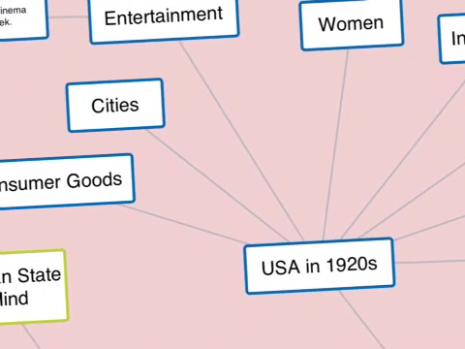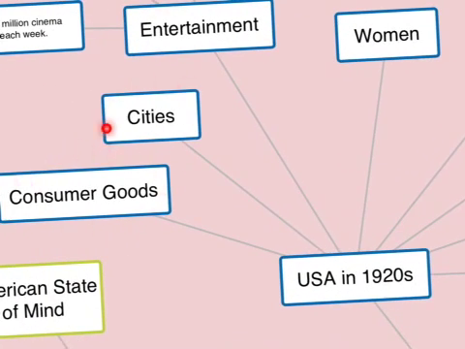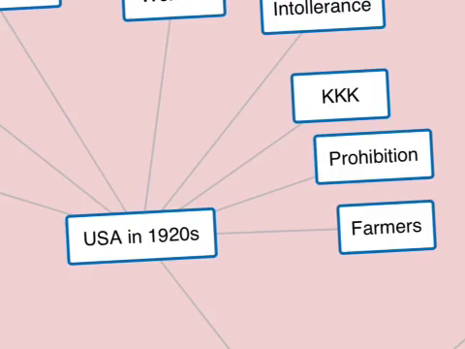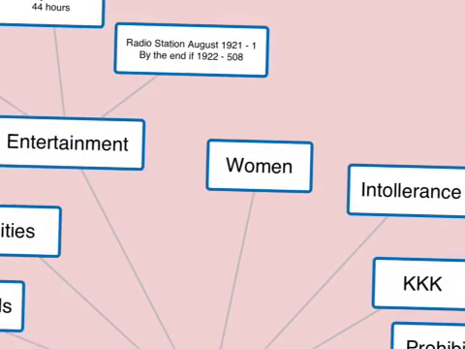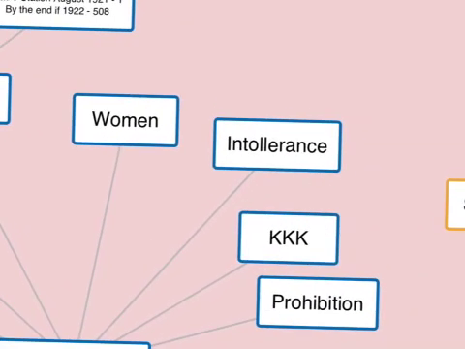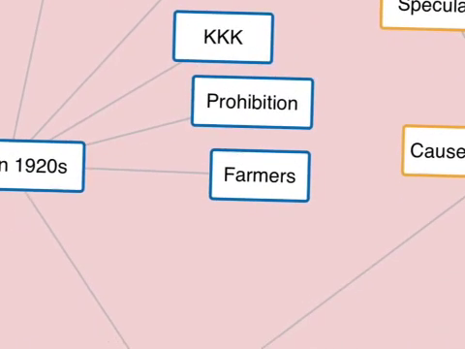So I put USA in the 20s in the middle of an A4 sheet. I put all these first ones, so consumer goods, cities, entertainment, women, intolerance, KKK, prohibition, and farmers, all off of that in the middle. And then off of them I'm putting just facts. I don't want any explanation, just facts. Remember, for women you want to kind of split that in two. Urban women, talk about the flappers. Rural women, very different. Then you've got intolerance, Sacco Vanzetti, Scopes and the Monkey Trial, non-wasps, KKK, prohibition, and then farmers. And again, off of farmers, what facts do you know?